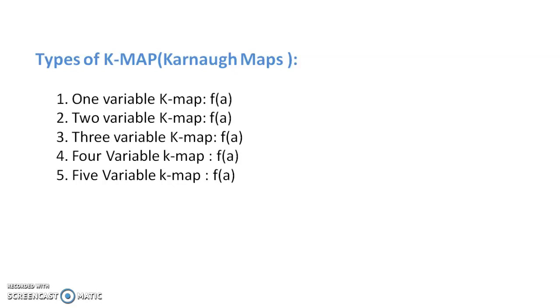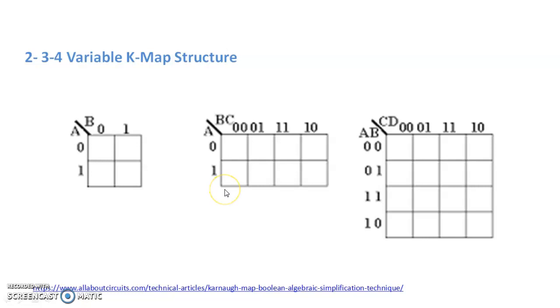Today we are discussing the K-map structure. There are different types of K-map: 1 variable K-map, 2 variable K-map, 3 variable K-map and 4 variable K-map structure. We are going to study up to 4 variable K-map, but we can use a 5 variable K-map also. This is the structure of K-map for 2 variable, 3 variable and 4 variables.